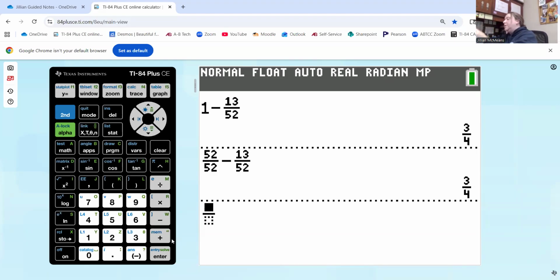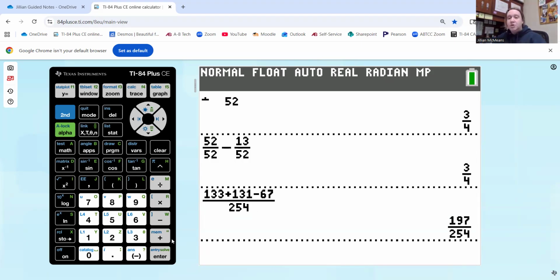Where's the table? There it is. Okay, so we had 133 married plus 131 female minus the overlap, those that are married and female, which was 67, and then all of that was over 254 million. And then just hit enter and it'll do the addition and the simplifying all at once for you.